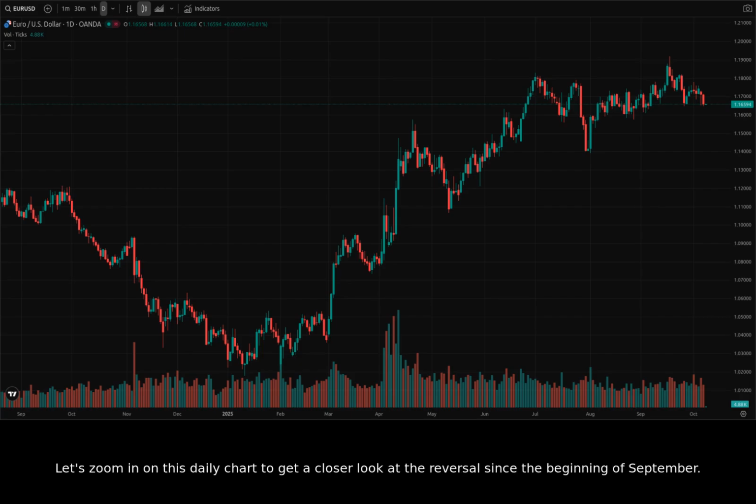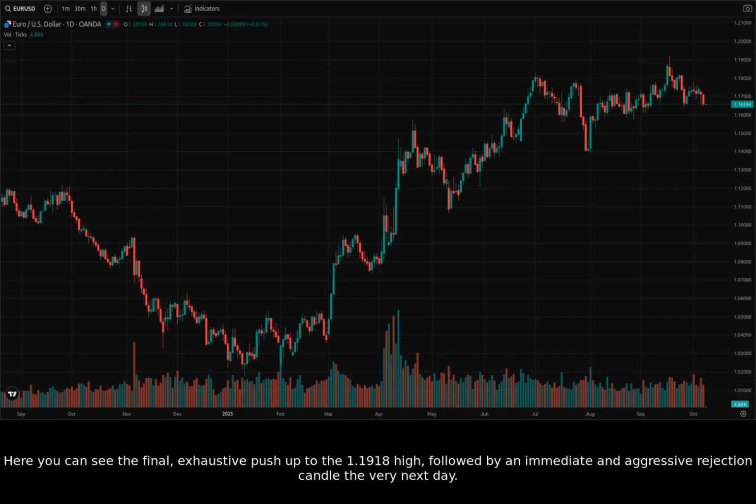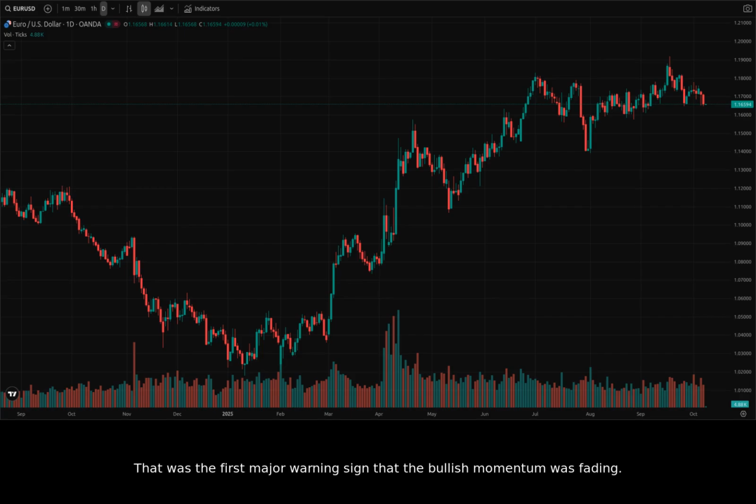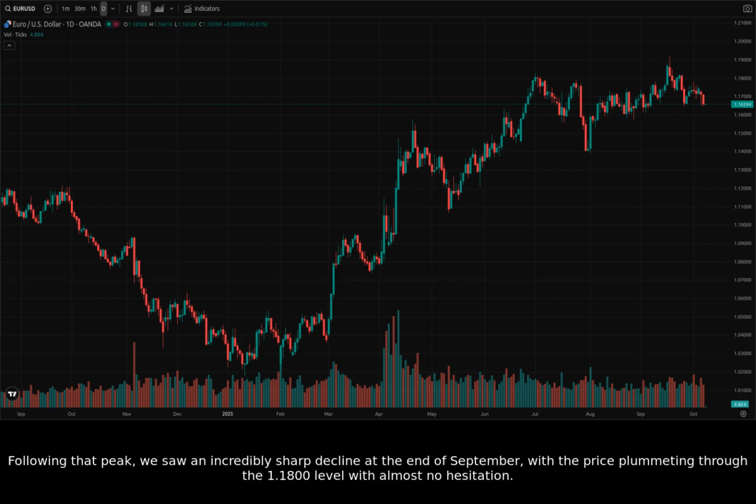Let's zoom in on this daily chart to get a closer look at the reversal since the beginning of September. Here you can see the final, exhaustive push-up to the 1.1918 high, followed by an immediate and aggressive rejection candle the very next day. That was the first major warning sign that the bullish momentum was fading. Following that peak, we saw an incredibly sharp decline at the end of September, with the price plummeting through the 1.1800 level with almost no hesitation.